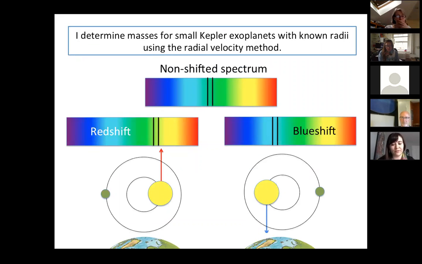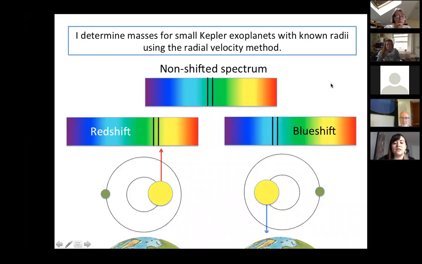My part of our project is to determine masses for Kepler exoplanets that have already been discovered by Kepler. They already have a radius measurement. So now we just need that last piece, the mass piece, to figure out the density and possible composition. And we use a method called the radial velocity method. This is data taken by HARPS North in the Canary Islands, that picture I showed you at the beginning.